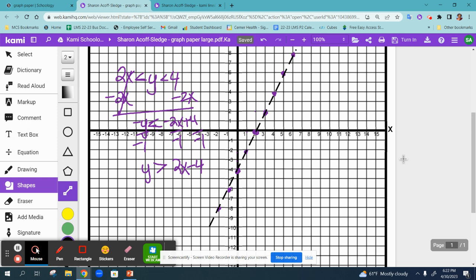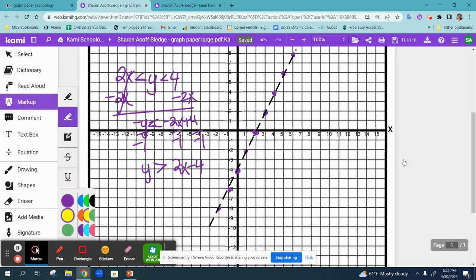Now, where do we shade? We shade to the right. Let me do a little bit darker color here. So we're going to shade everything over in here is a solution. Okay.